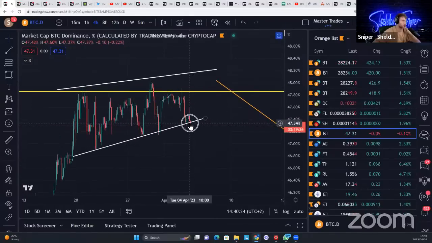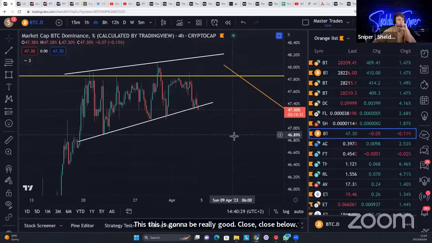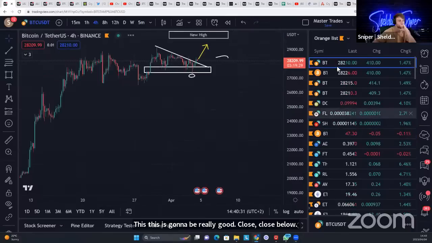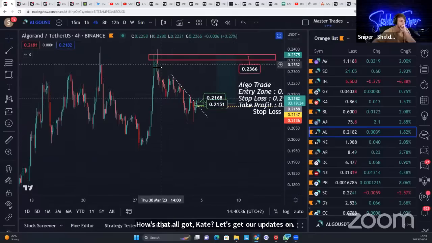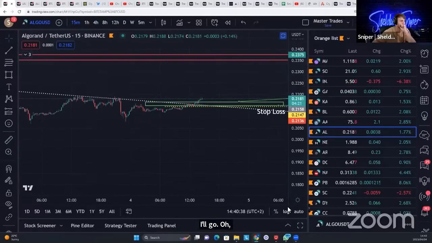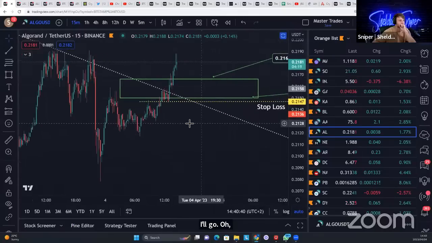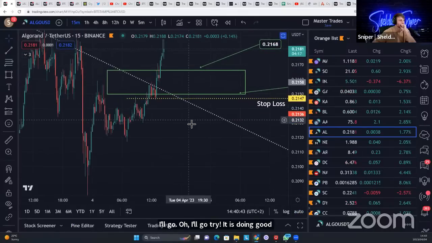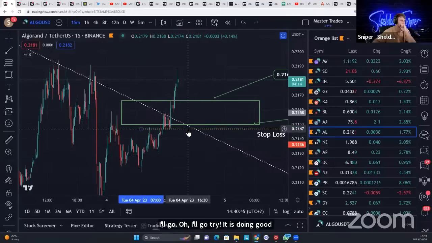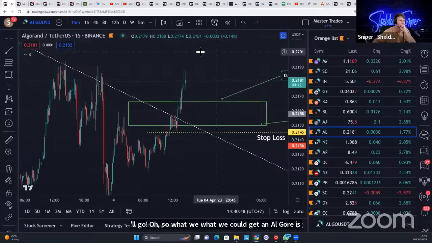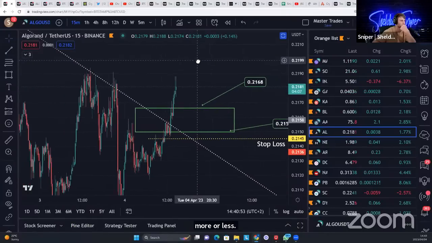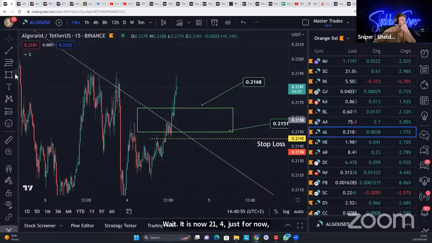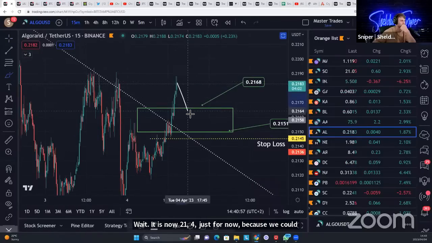This is going to be a really good close. Close below, yeah. How's our algo? Okay, let's get an update on algo. Looking strong, huh? Algo trade is doing good. So what we could get on algo is still a retest. So I would still leave my stop loss more or less where it is now, 21.4, just for now, because we could still get a possible retest.